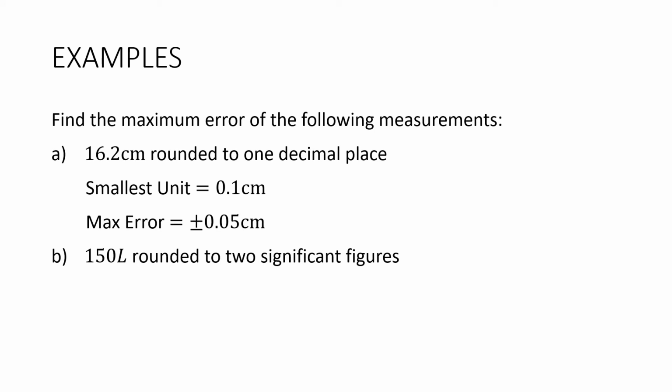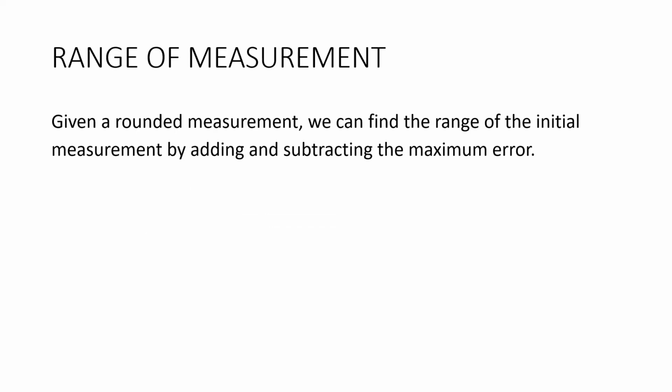And last one, 150 litres rounded to 2 significant figures. So that's the 1 and the 5. And that's really the same as rounding to the nearest 10. And that's our smallest unit, 10 litres. The maximum error is plus or minus 1/2 of that, plus or minus 5 litres. Now, if we're given a rounded measurement, we can actually find the range of the initial measurement. All we have to do is add and then subtract the maximum error.